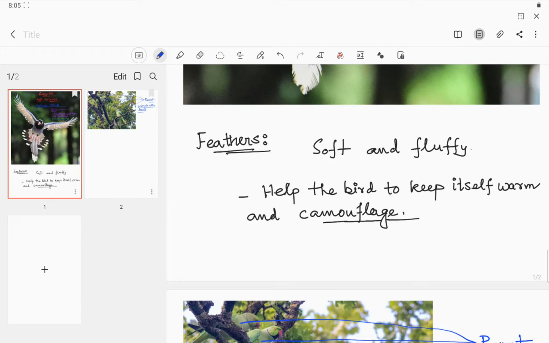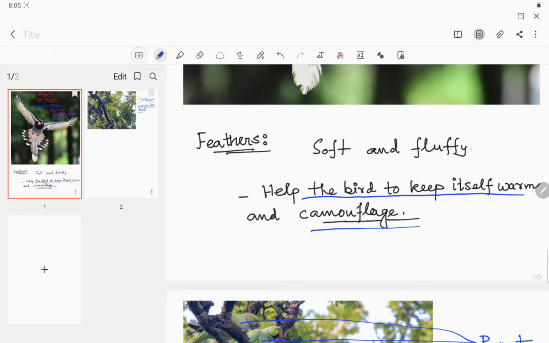This is not the only feature. This is another feature. Feathers help the bird to keep itself warm, and for camouflage. What do you mean by camouflage? Camouflage means disguising, or you can say mingling with the surroundings so that it can't be spotted or seen.